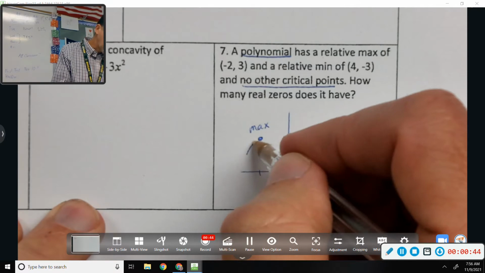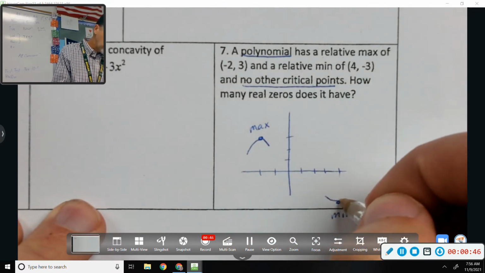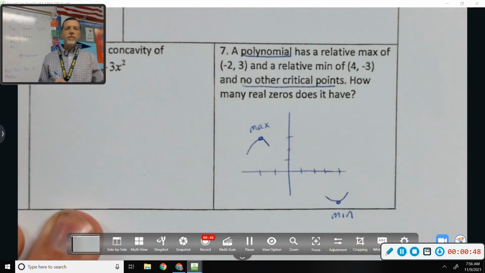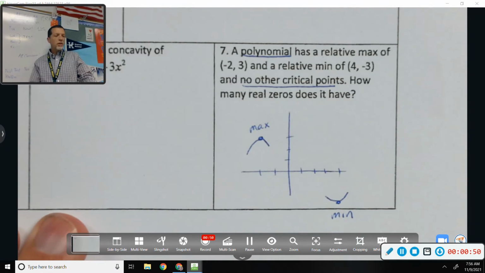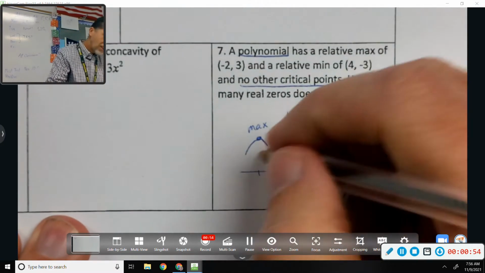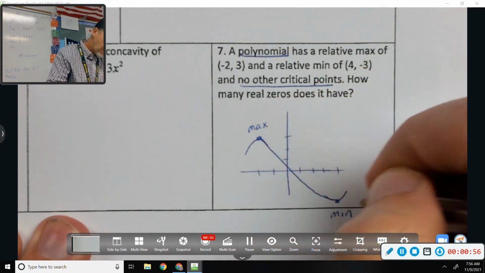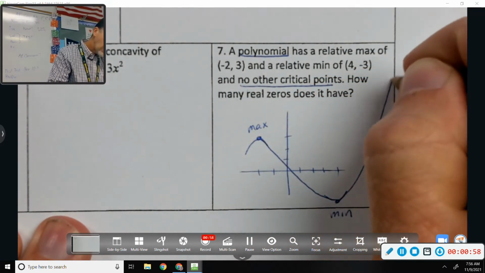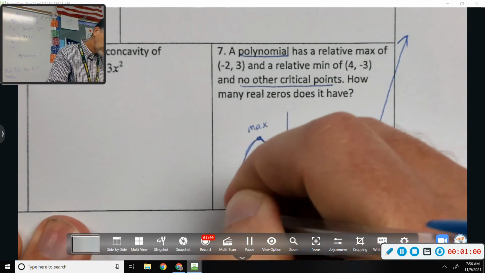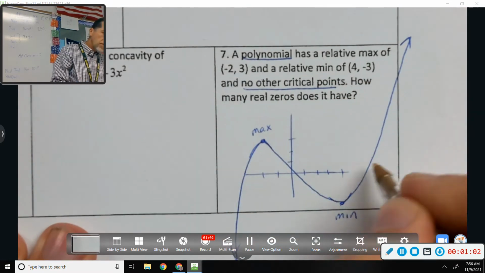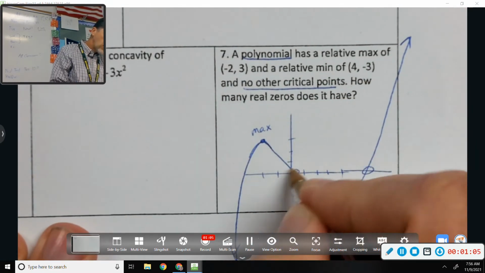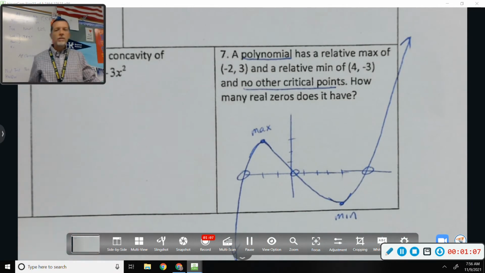So there's a max there. I know what that looks like. There's a min there. I know what that looks like. But I can't have a polynomial. A polynomial doesn't look like that, right? It's continuous. And it goes on forever. So it has 3 zeros. I don't know that that's where they're at, but it definitely would have to have 3 zeros.